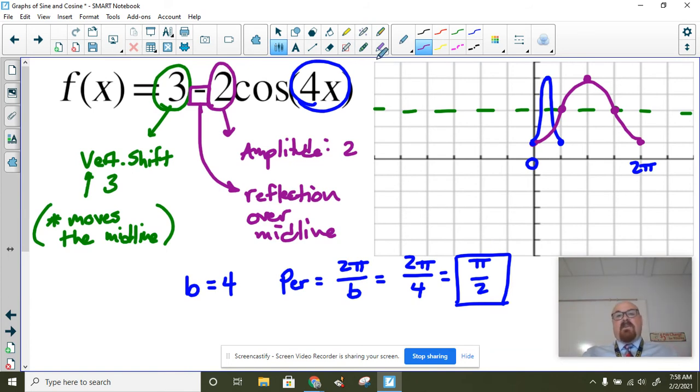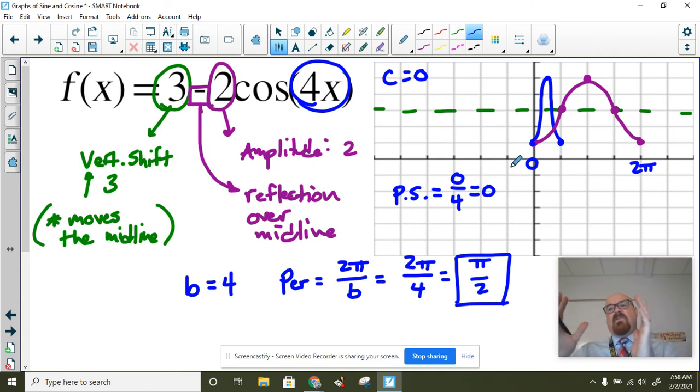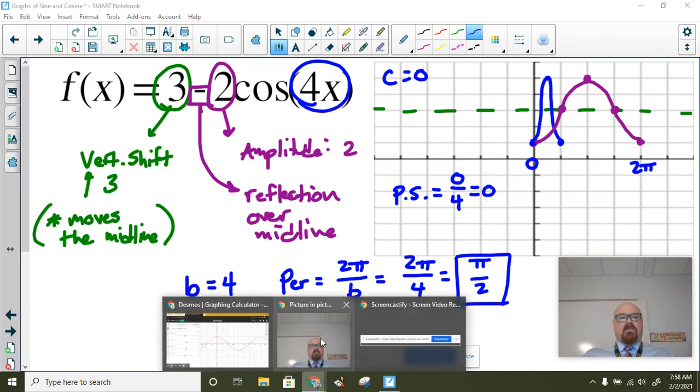There's no horizontal shift. So the phase shift here, if you want to consider it, C would actually be 0. The phase shift would be C over B. That's 0 over 4, which is 0. So we haven't actually shifted the starting point of this first period. It is on the y-axis where the cosine graphs normally start. Okay, so let's look at this in Desmos.